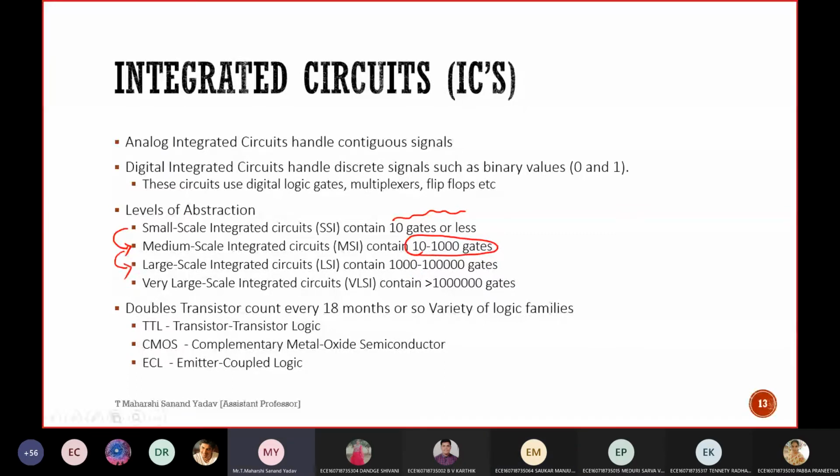Next, if I go from medium scale to large scale integration, the gate count is getting increased. How will the gate count increase? Based on what factor? Sizes are getting reduced. As sizes are getting reduced, count will increase. Again, in VLSI, very large scale integration, the count will be more.